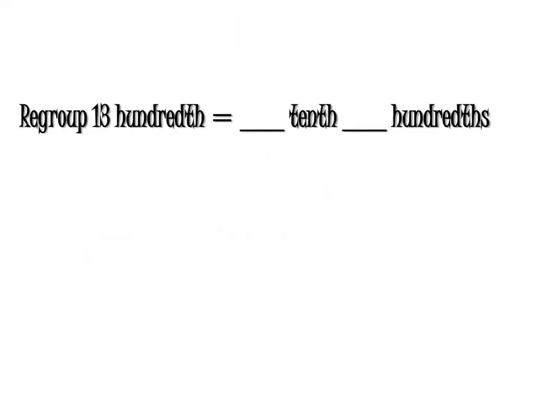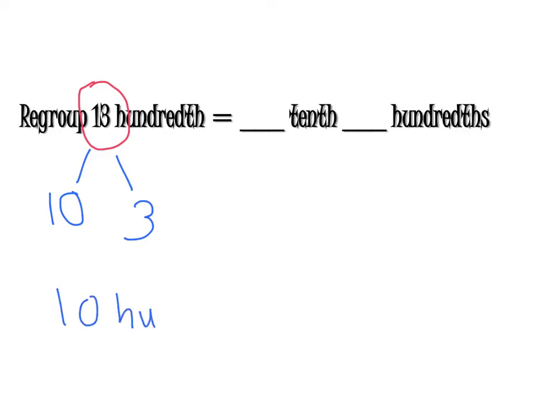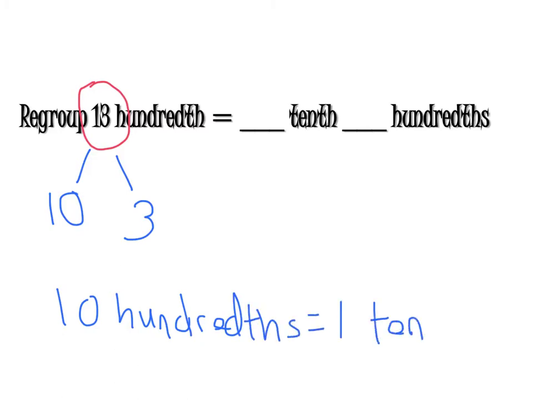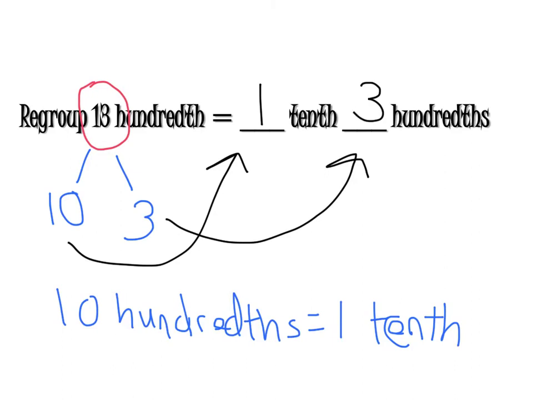But before we move on, you need to understand how to regroup certain things. Now, if I want you to regroup 13 hundredths, 13 hundredths is actually 10 plus 3. And so I know 10 hundredths is equal to 1/10, because 10 pieces of 100 will make up 1/10. So this 10 will be 1/10. My 3 will remain as 3 hundredths. So 10 hundredths is 1/10, and 3 hundredths will remain as it is. So this is something you need to understand.